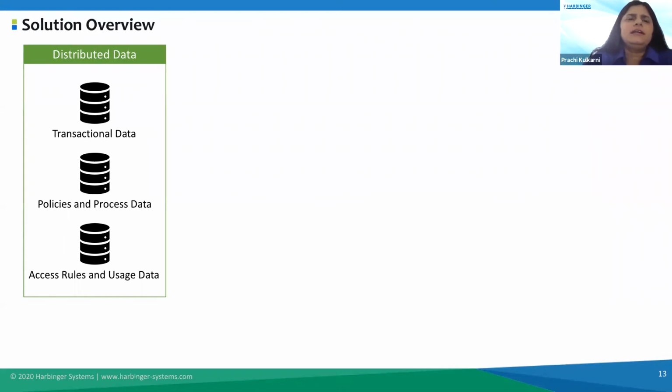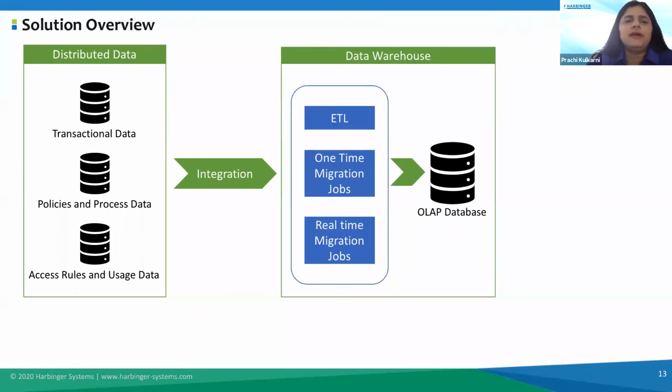The distributed data came in multiple formats. It was the transactional data, the policies and process data, and access rules and usage data. And remember, all this data was coming from different sources, even though it was like of these types. We decided to put that in data warehousing, but before we do that, we needed to prepare the data.